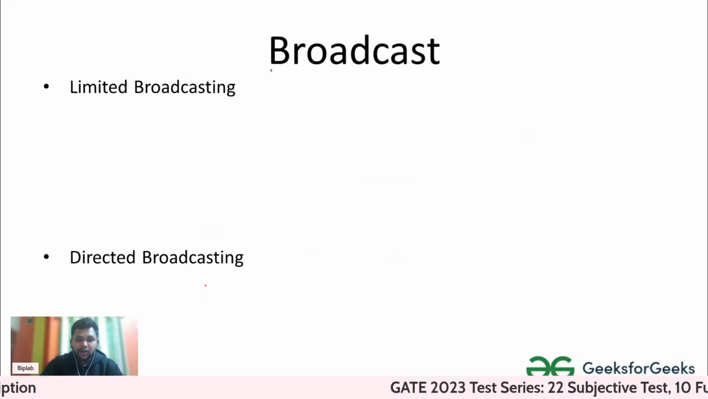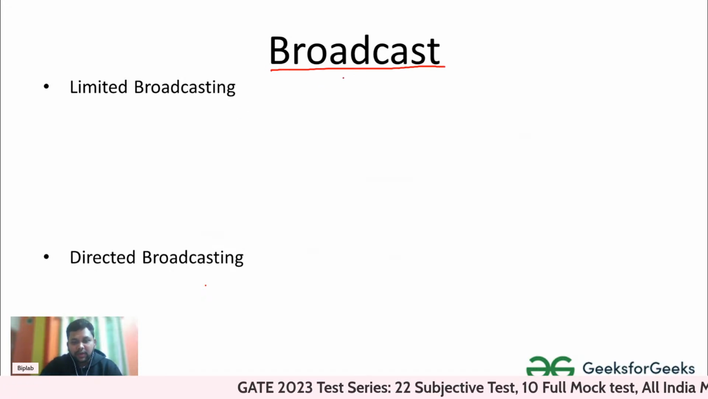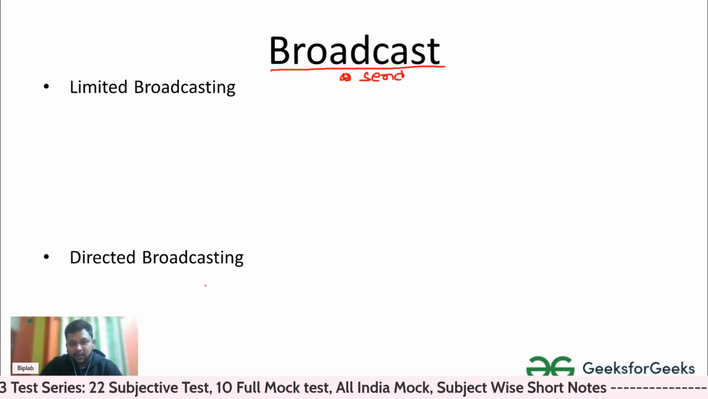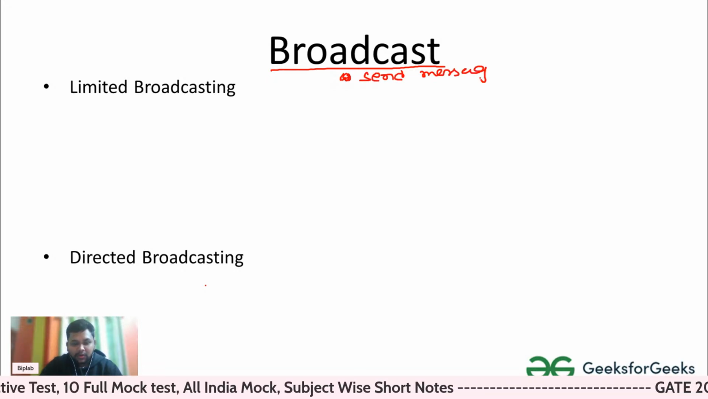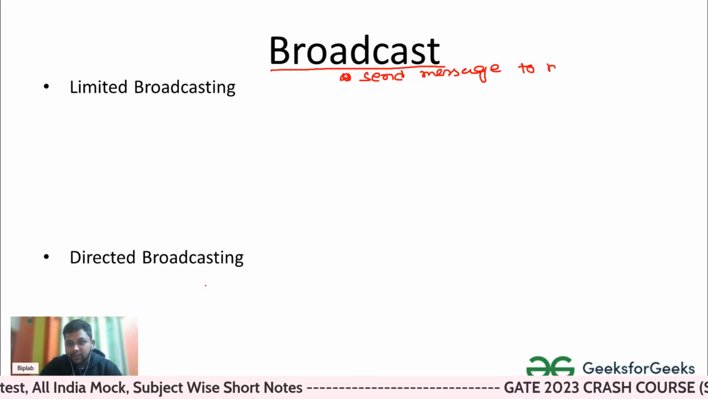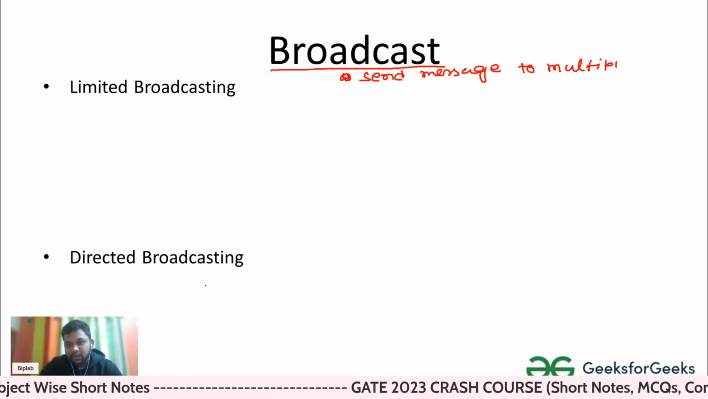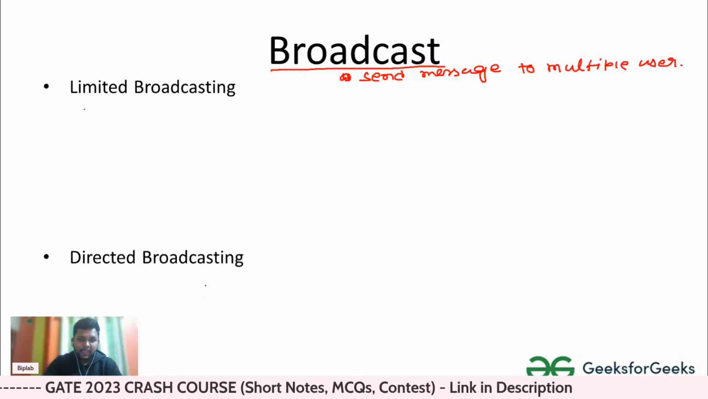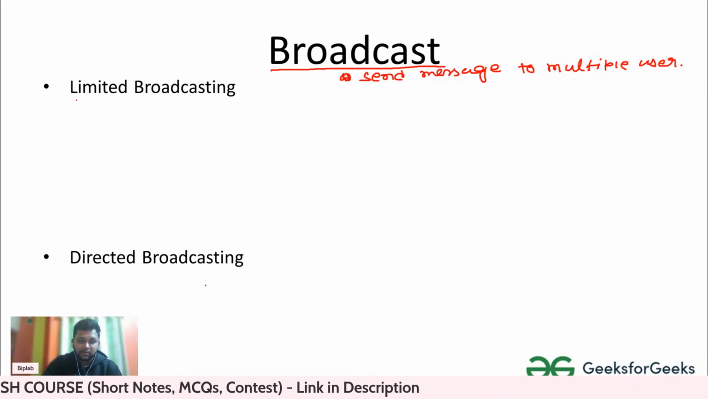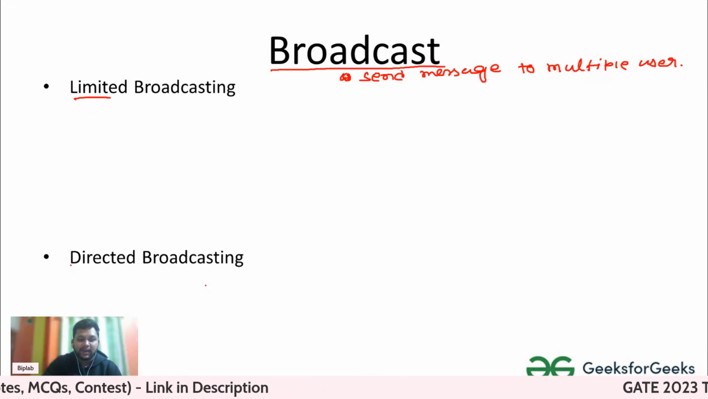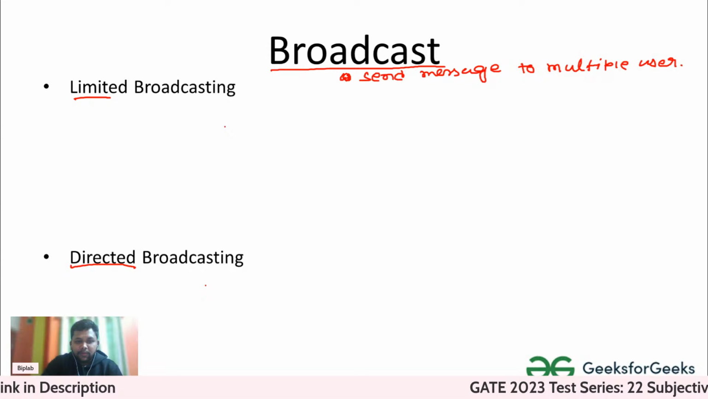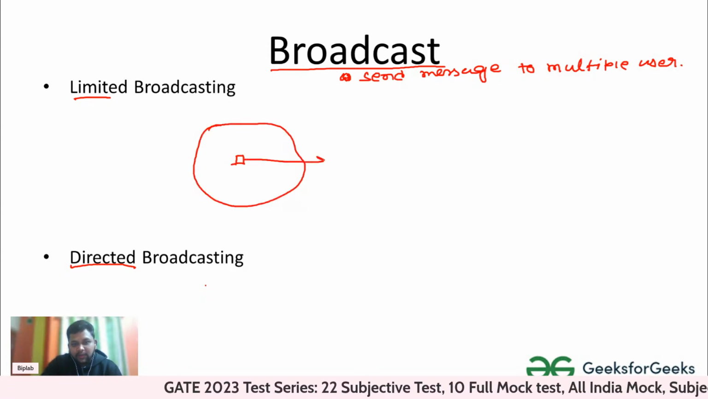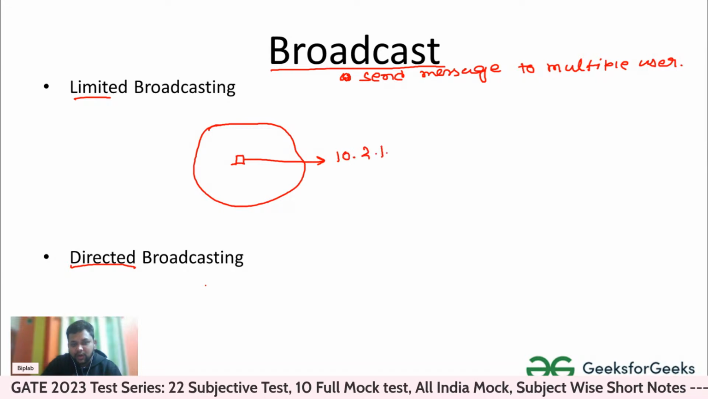Now comes broadcast. Broadcast means when you try to send a message to multiple users. It is further divided into two divisions: limited broadcasting and directed broadcasting. What does limited broadcasting mean? Let's say you are in a network, and your IP address is 10.2.1.0.